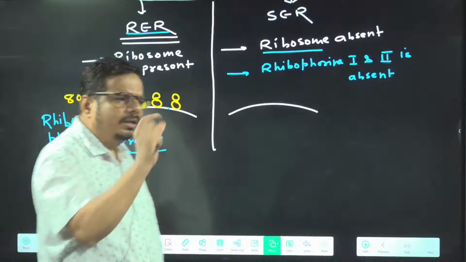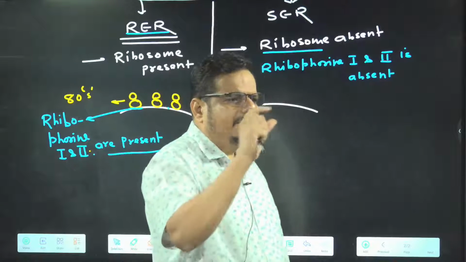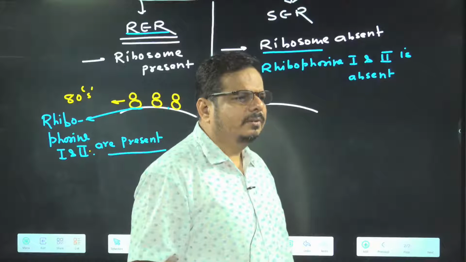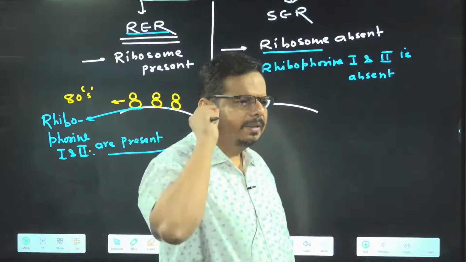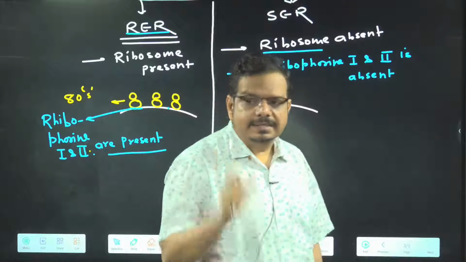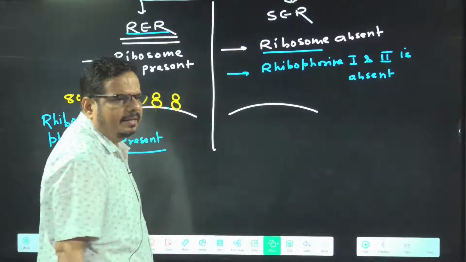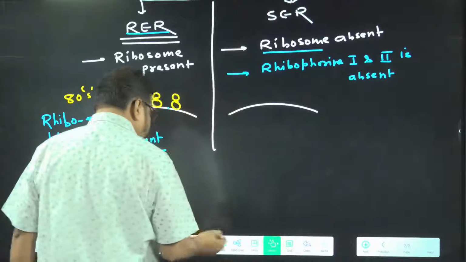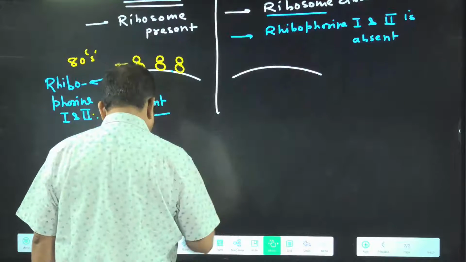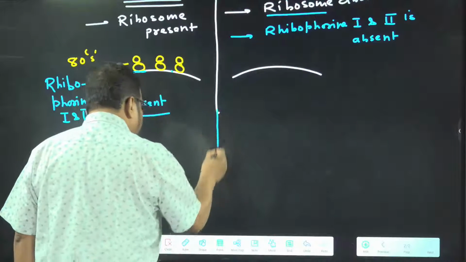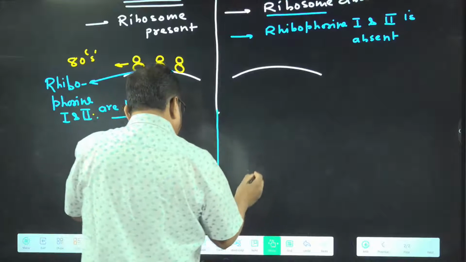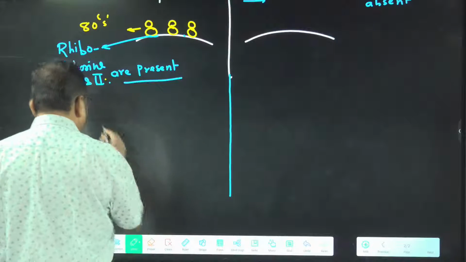And how does the ribosome attach with the ER? With the larger subunit or the smaller subunit? It attaches with which one? Larger subunit, 60S. Are you getting the idea? Is it clear? Now I am telling some more differences between rough endoplasmic reticulum and smooth endoplasmic reticulum.